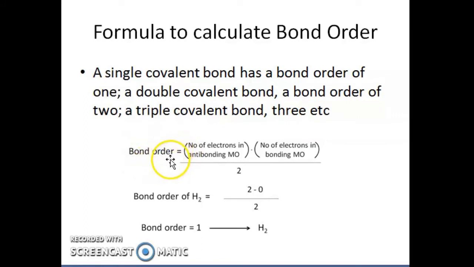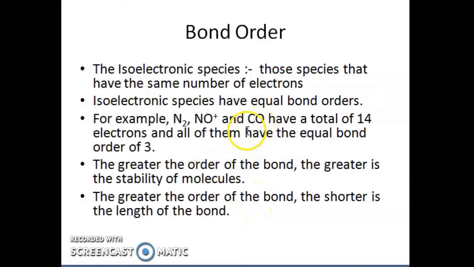The simple formula we use to calculate the bond order is: bond order is equal to the number of electrons in the bonding molecular orbitals minus the number of electrons in the anti-bonding molecular orbitals, divided by 2. So for example, for the bond order of H2, for anti-bonding we have 0 electrons and for bonding it is 2. So 2 minus 0 divided by 2. Hence we could say the bond order is equal to 1 for hydrogen.